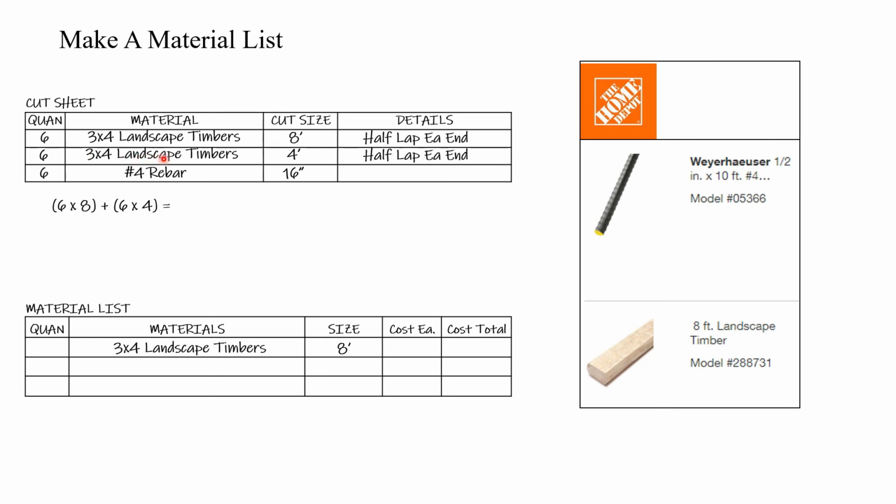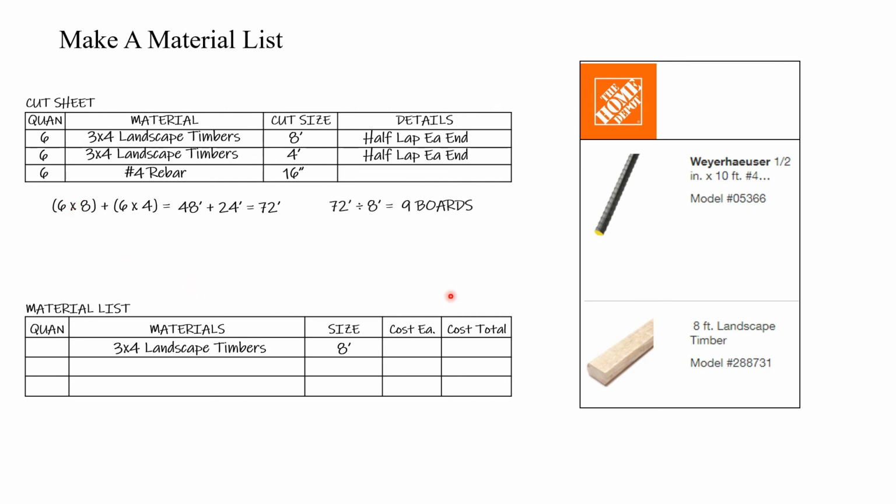And here you got landscape timbers, 4 feet. We need 6 of those. So this right here is 6 times 8 plus 6 times 4. That would include all the landscape timbers, right? Then we add those up. 6 times 8, 48. 6 times 4, 24. Add those. We need 72 feet.